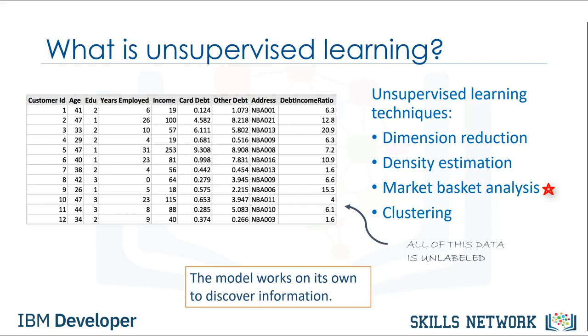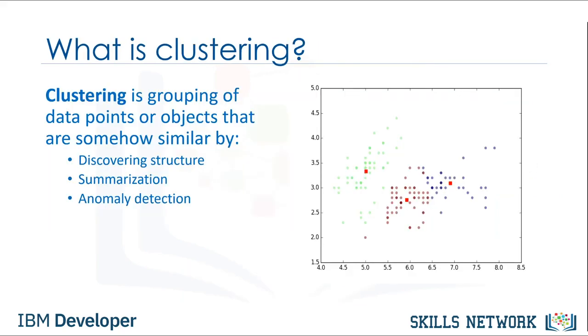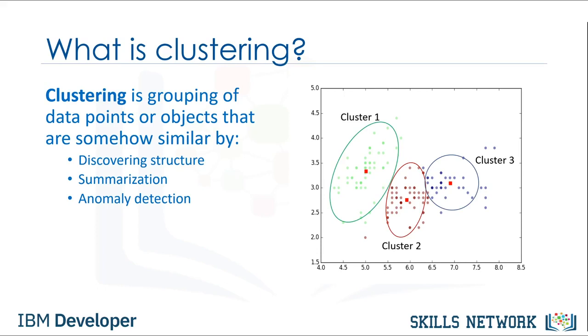Market basket analysis is a modeling technique based upon the theory that if you buy a certain group of items, you're more likely to buy another group of items. Density estimation is a very simple concept that is mostly used to explore the data to find some structure within it. And finally, clustering. Clustering is considered to be one of the most popular unsupervised machine learning techniques used for grouping data points or objects that are somehow similar.